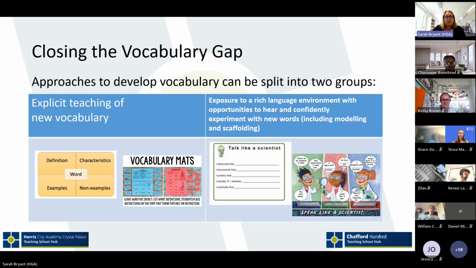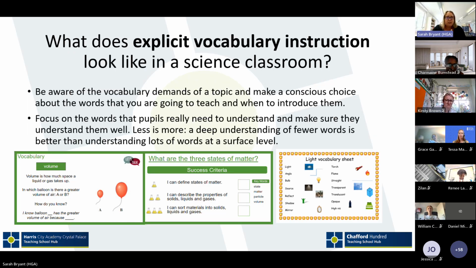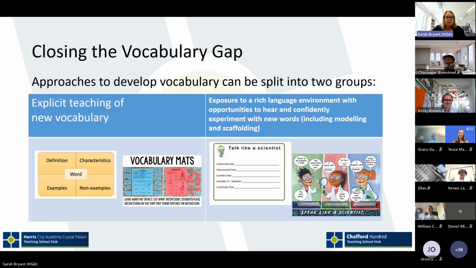So, closing the vocabulary gap. Approaches to developing vocabulary can be split into two groups. We can do explicit teaching of new vocabulary, where you might have a couple of words on the board and we make sure that we're teaching them those key words. You might have a vocabulary bookmark.